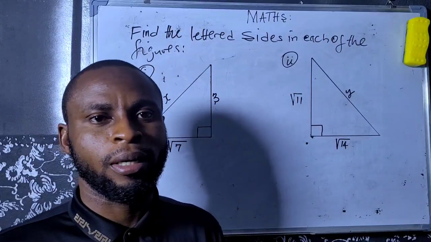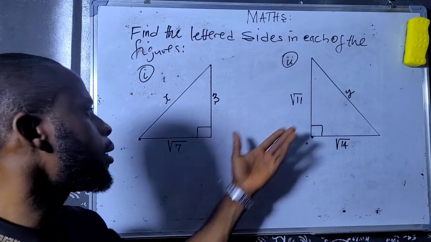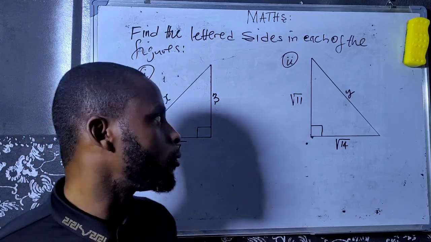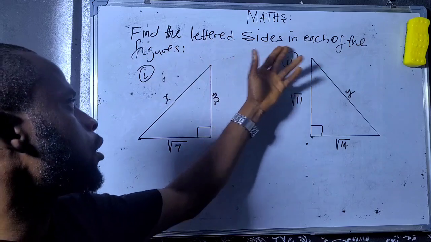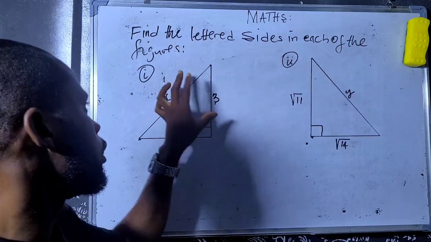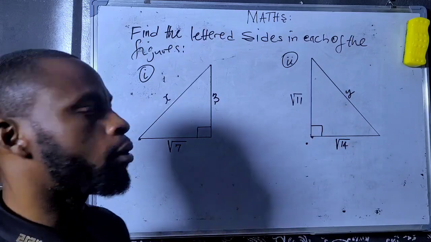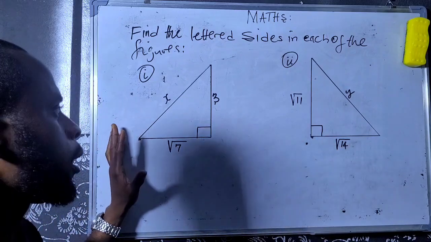Welcome to my channel. In this video, we are going to take a look at how to find the unknown side in a right angle triangle. Here we have the question to find the lettered sides in each of the figures. This is figure 1 and figure 2, and these figures are what we call right angle triangles. Now, we have to find the unknown side.